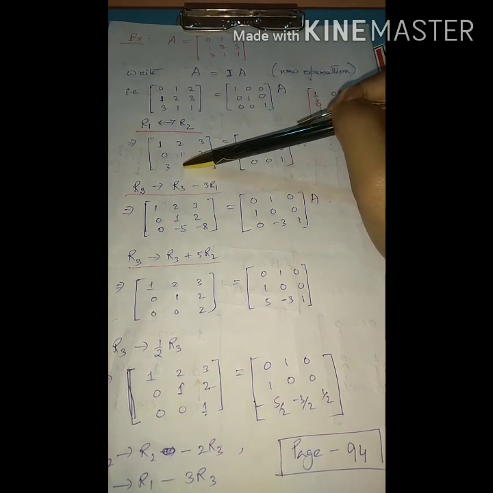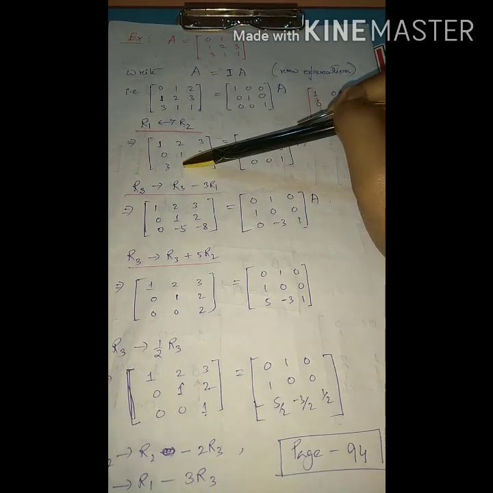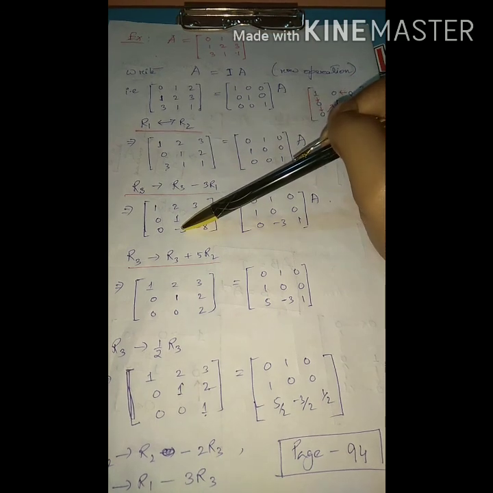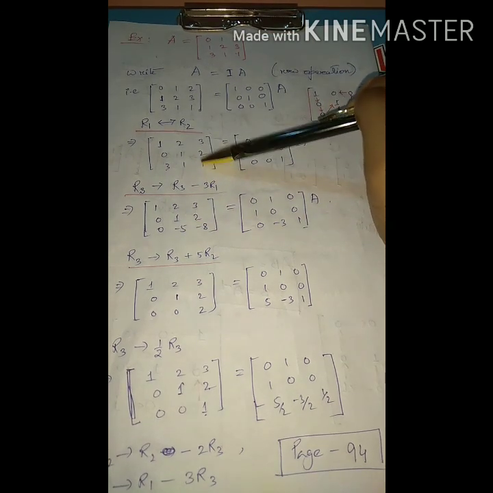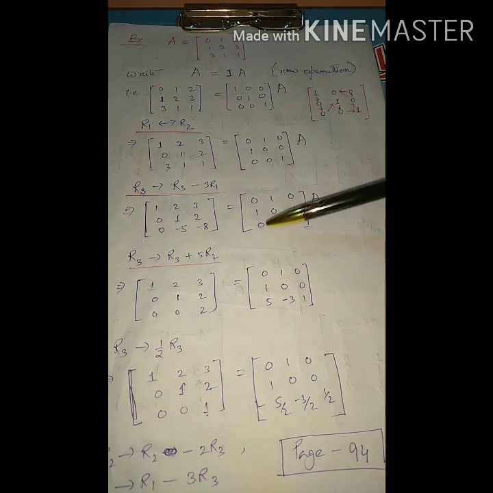The same calculation we do for the rest. R3 means 1, 1 minus how much we have to multiply with this? 3 times 2 is 6, 1 minus 6 is minus 5. Similarly here you see 1 is there, 1 minus 3 into 3, 9, minus 8. So the same thing we have done here, and we get this result.